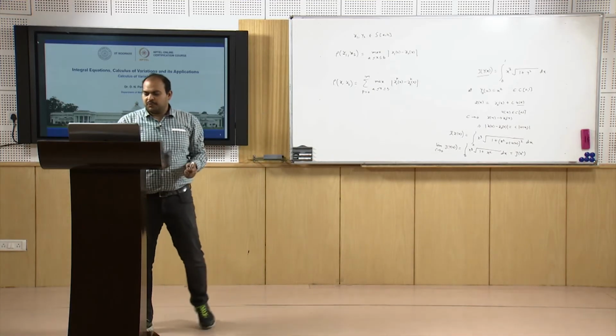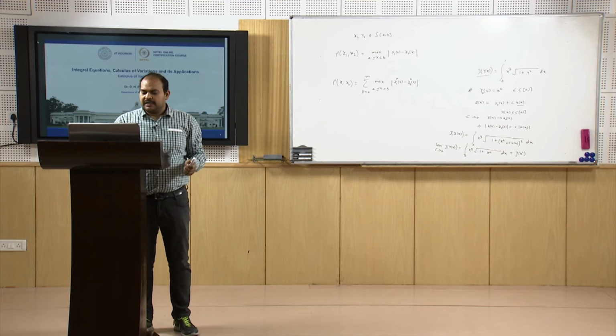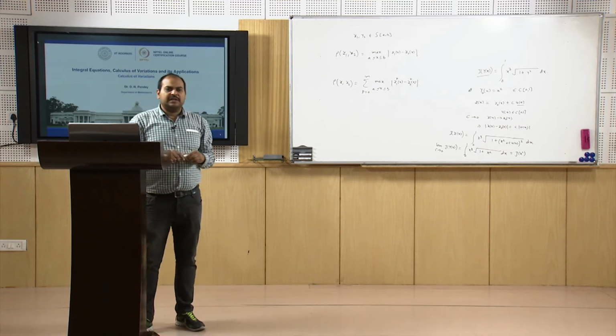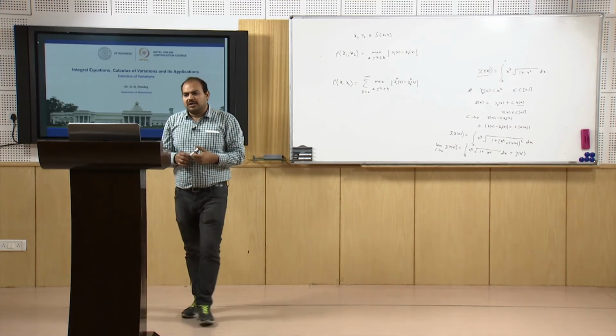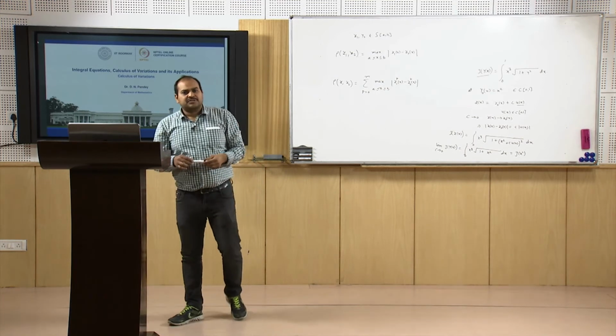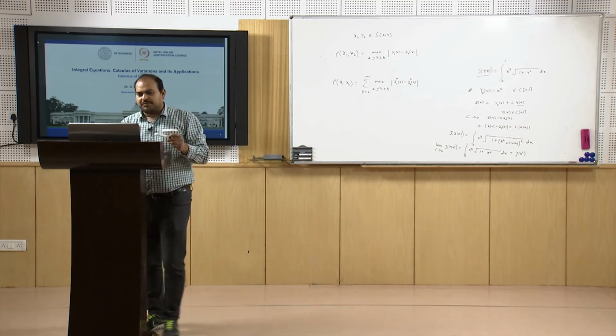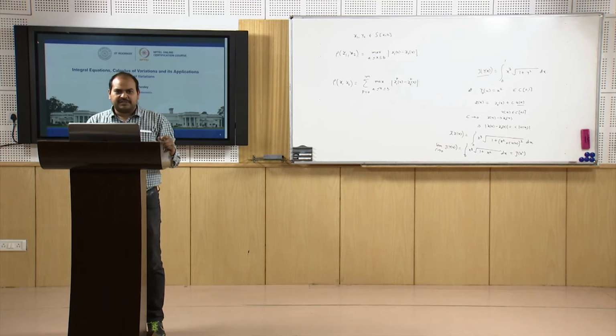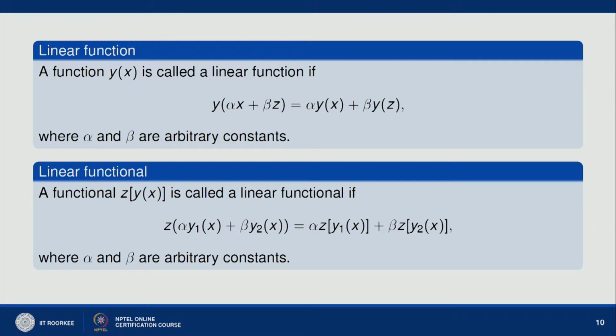Now just moving on to the next concept, let us define what is a linear functional. So please recall that a function is called linear if we have this property that y of alpha x plus beta z is equal to alpha y of x plus beta y of z, where x and z are points in the domain of y, and alpha and beta are just arbitrary constants.